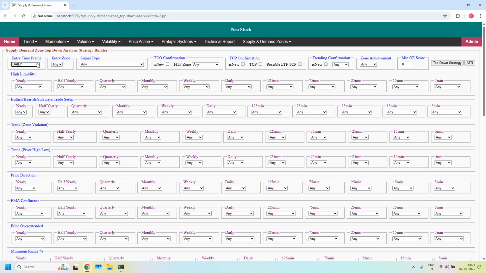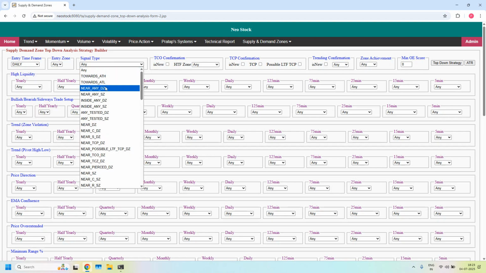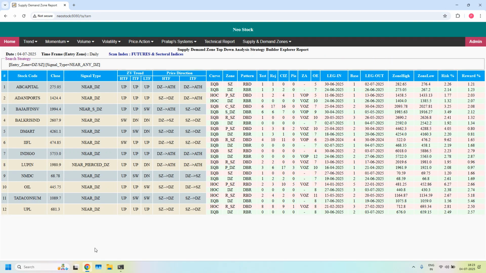Okay, first daily time frame, stocks near to the daily demand zone. We got 12 stocks. Now let us identify daily high liquidity demand zones from this list. Bajaj Finserv is having a daily high liquidity demand zone, and if you observe, this is also having a daily high liquidity supply zone. When a stock is near both daily demand and supply zones, and the distance is also not very wide, it is almost near 2%.